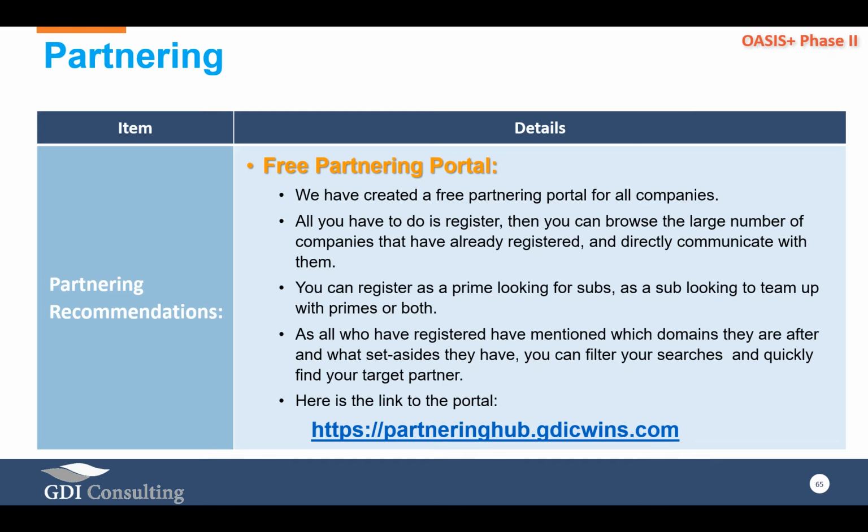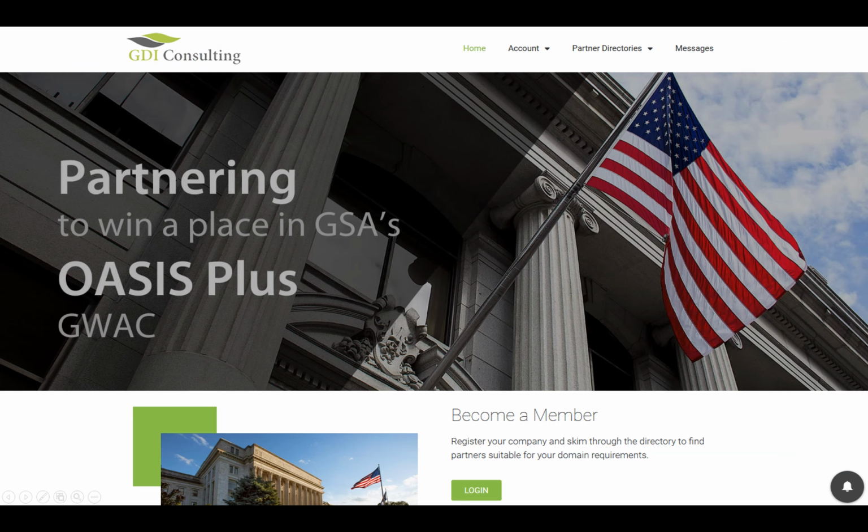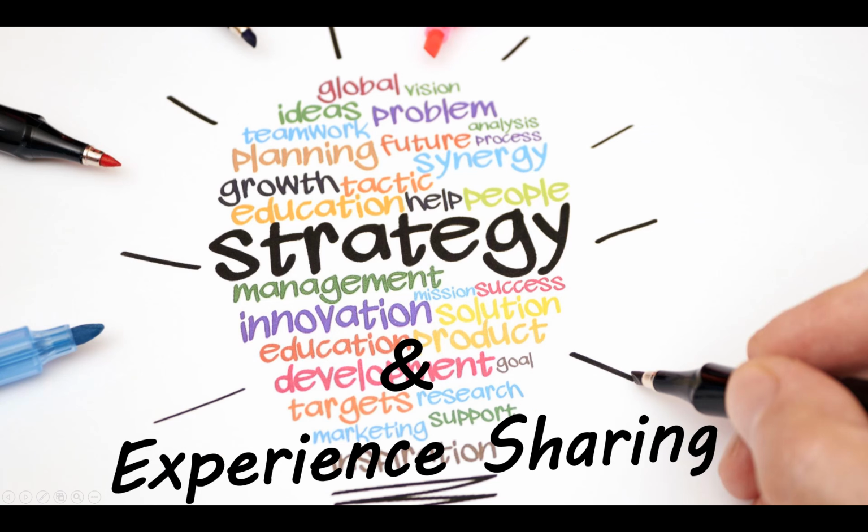And we have a free partnering portal. You can see the link here. I'll put it up in the chat as well. You can register here, go find your partner, whether you want to be prime or sub, and this way you can communicate with them, reach an agreement and work from there. So this is a free partnering portal. I think 400 companies registered and got together during the previous OASIS Plus submission. So this is something very helpful. And this is the first page of that site.